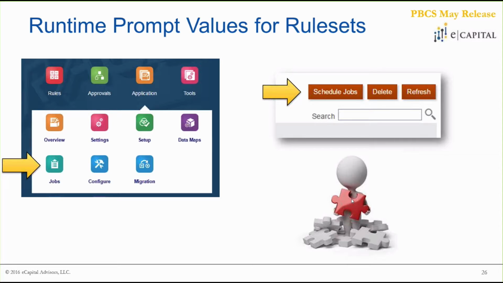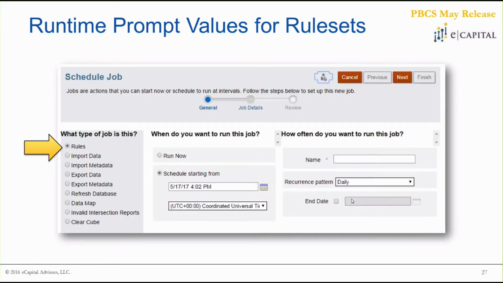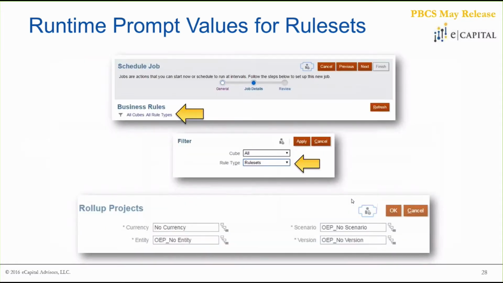When you want to customize this, you can go into Application, Jobs, go into the Schedule Jobs menu, and make sure that you're selecting a rule type of job. Fill out some of the specific information here as far as scheduling, the name of the job, things like that. Then when you come into this last screen after you click Next, you can actually filter by just rule sets. I think that is a helpful tip there.